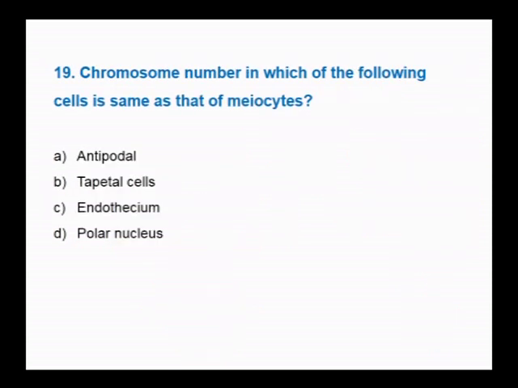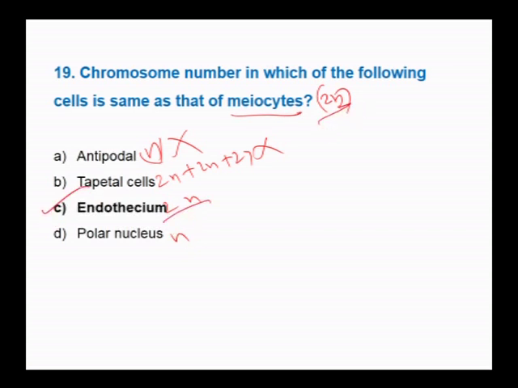Chromosome number in which of the following cells is same as that of meiocyte? See, meiocyte is always diploid. Antipodals are haploid, so wrong. Tapetal cells are 2n plus 2n plus 2n, so therefore this is wrong. Endothecium is 2n, polar nucleus is haploid, therefore 2n, 2n, the answer is endothecium.